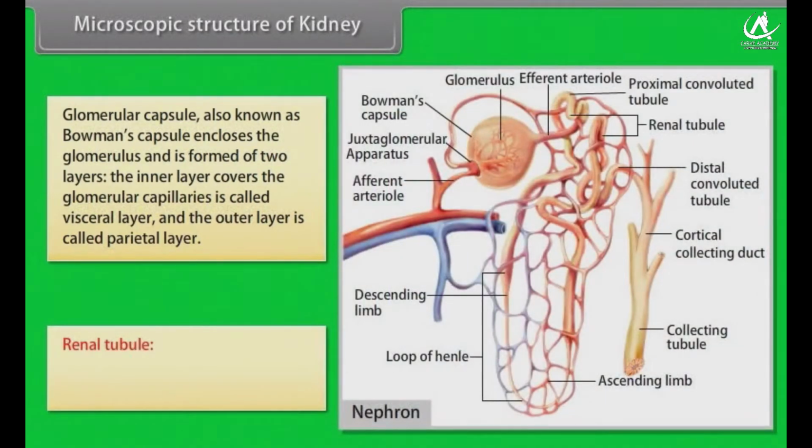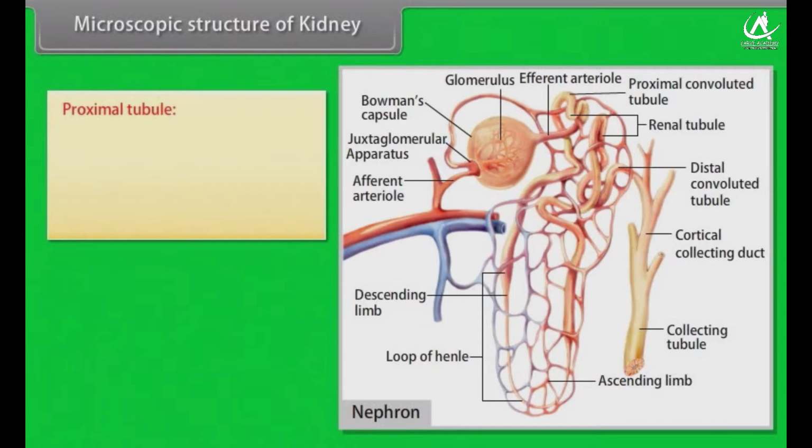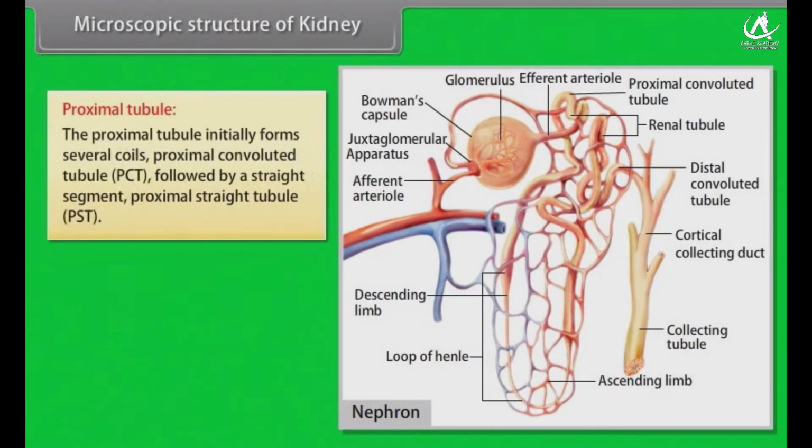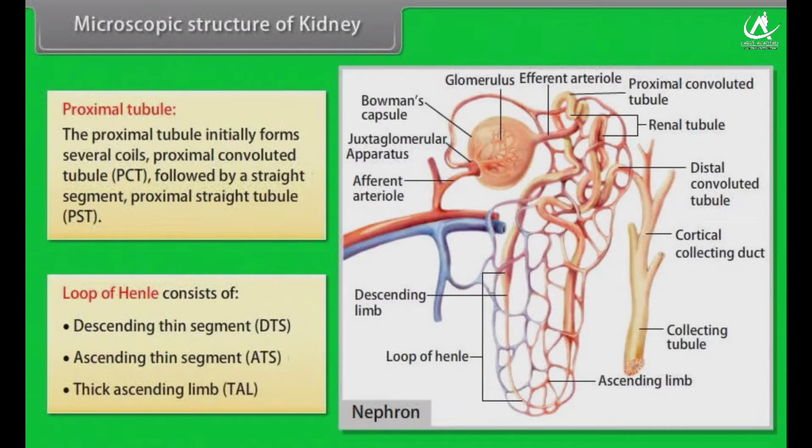Renal tubule. It is a long complicated tubule that is divisible into following main parts. Proximal tubule. The proximal tubule initially forms several coils, proximal convoluted tubules PCT, followed by a straight segment, proximal straight tubule PST. Loop of Henle consists of descending thin segment, ascending thin segment and thick ascending limb.